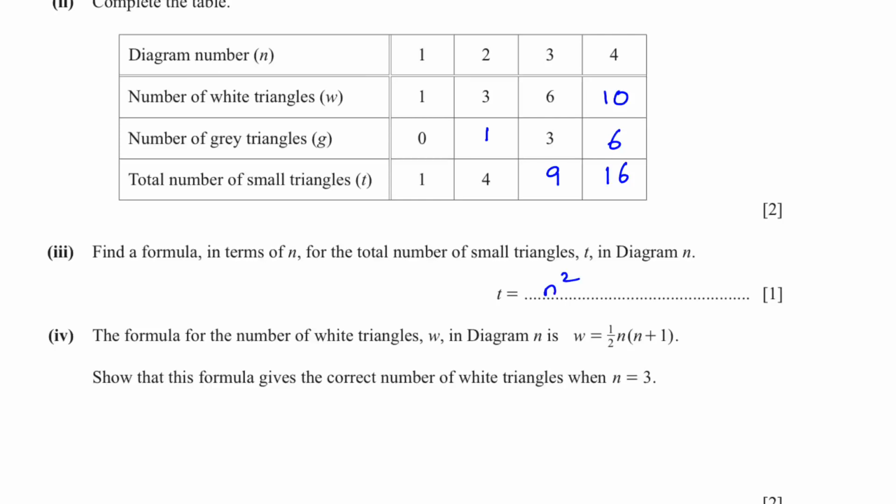Question number 4. The formula for the number of white triangles W in diagram n is W is equal to half n bracket n plus 1. Show that this formula gives the correct number of white triangles when n is equal to 3. In place of n, we will put 3. So W is equal to half times 3 times 3 plus 1. Put this in the calculator and you will get 6. So when n is 3, the number of white triangles are 6.